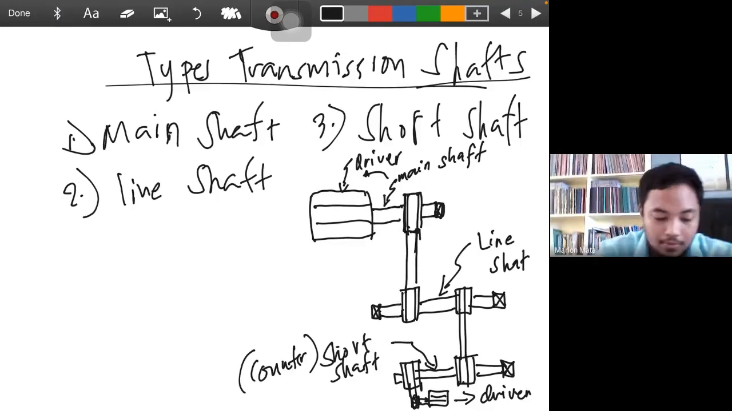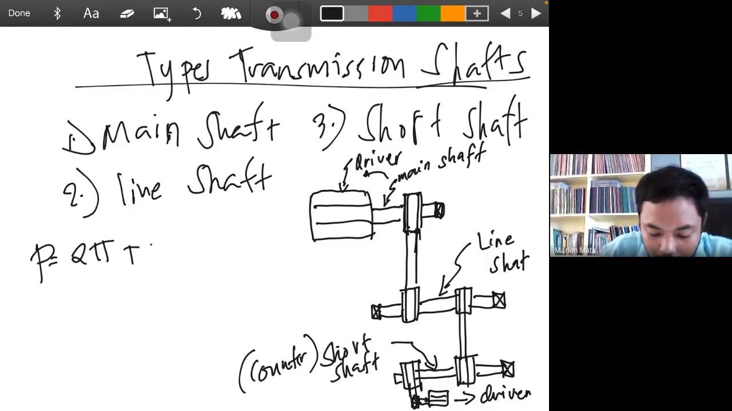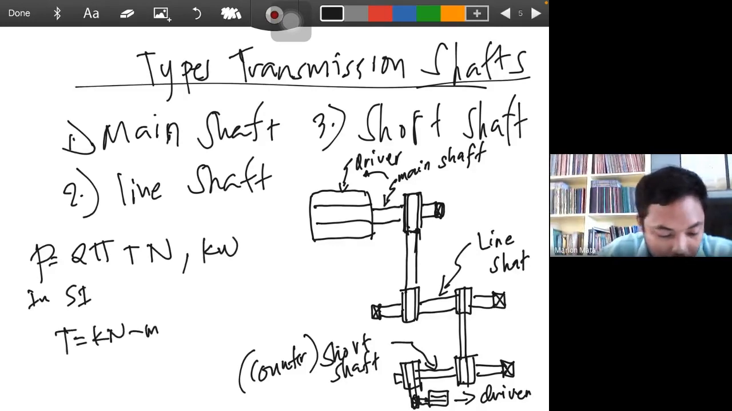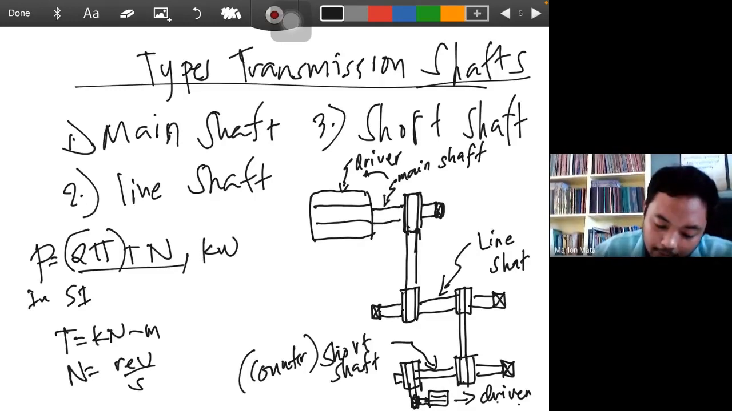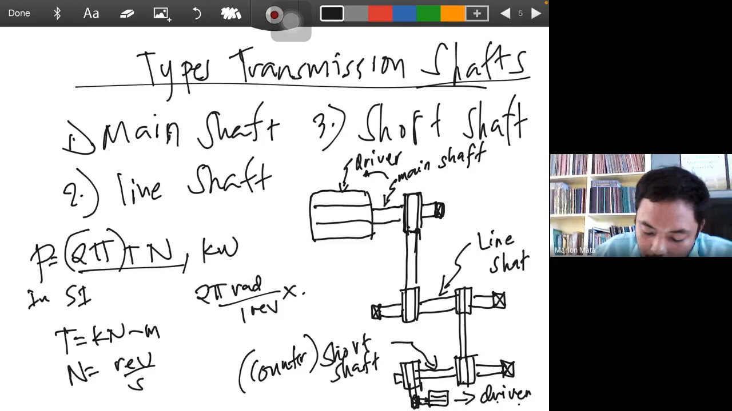Okay, so the power transmitted in this shaft is equal to 2 pi T n. Of course, in SI, the power is in kilowatts. If the power is in kilowatts, then the torque is in kilonewton meter, where n is in revolution per second. You know that the purpose of this 2 pi here is to convert revolution to radians, because only radians could be inputted directly into an equation. So you have 2 pi radians per 1 revolution times revolution per second. It will yield you radian per second.